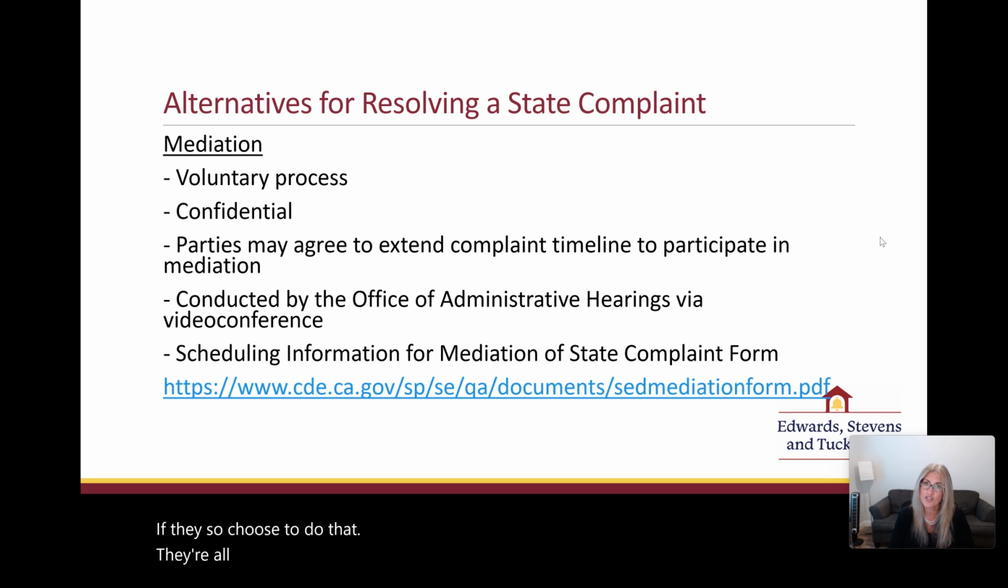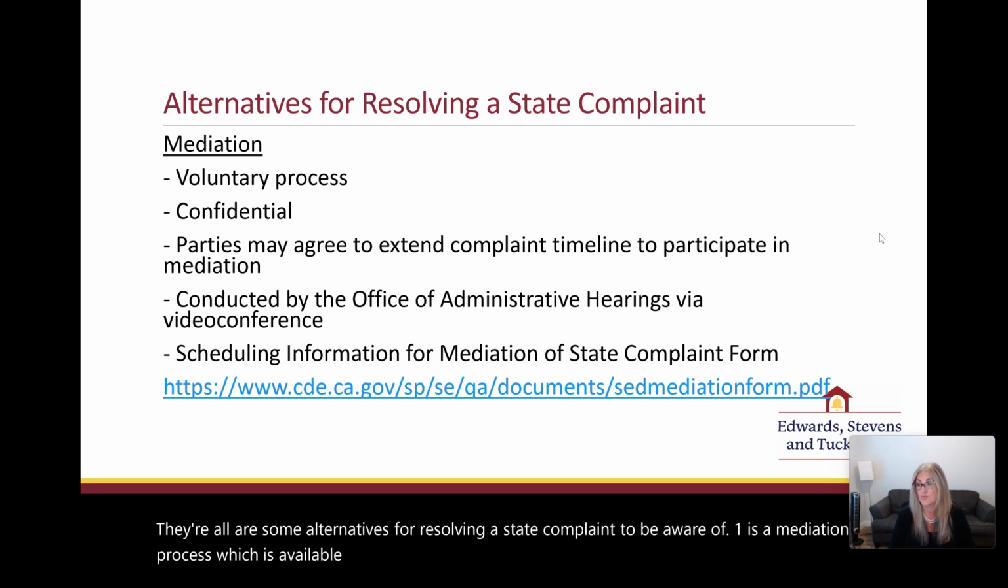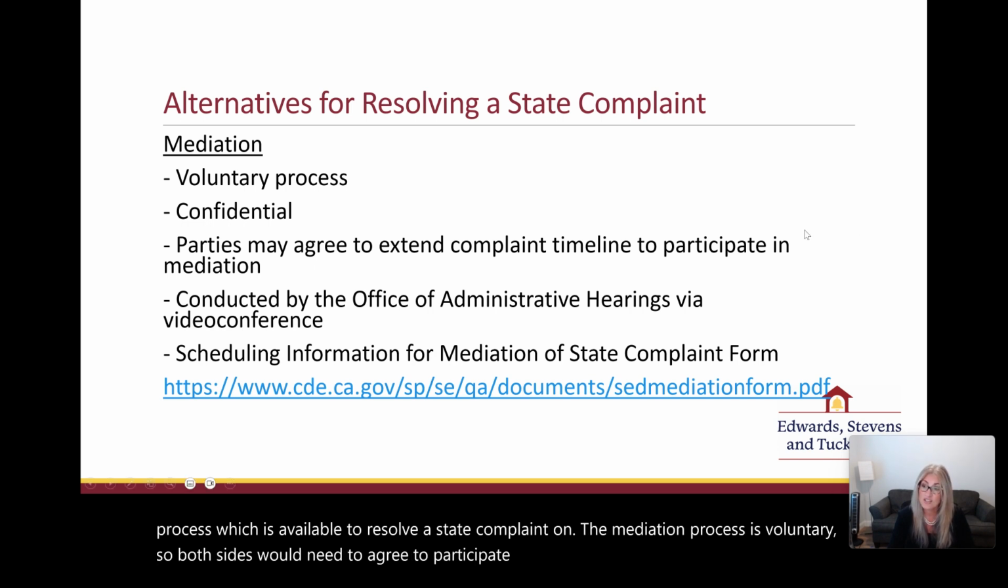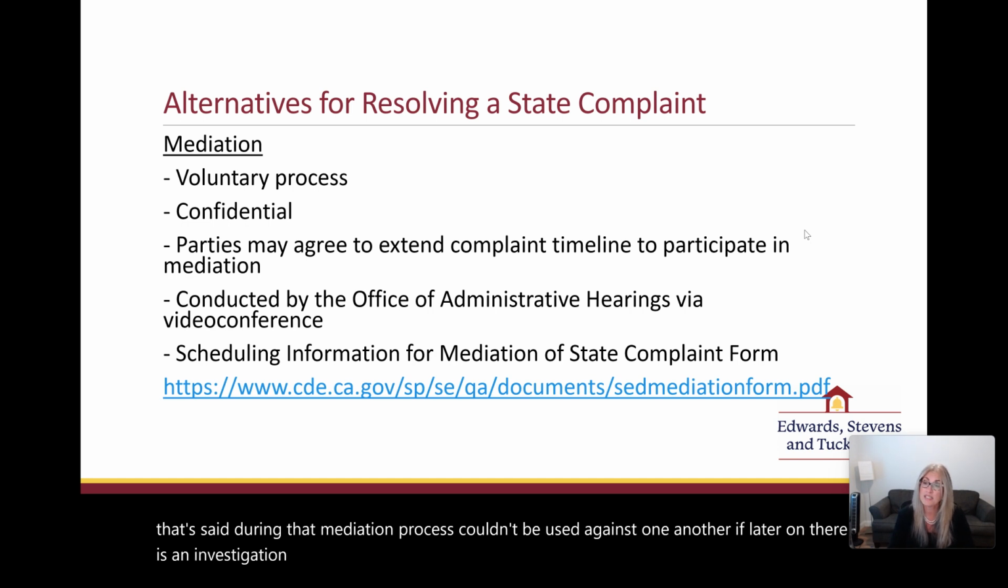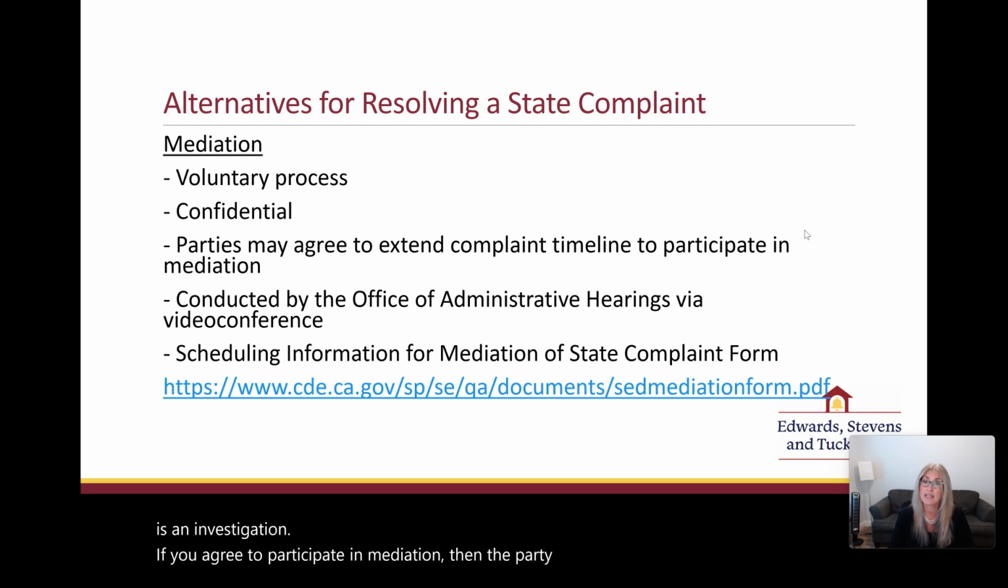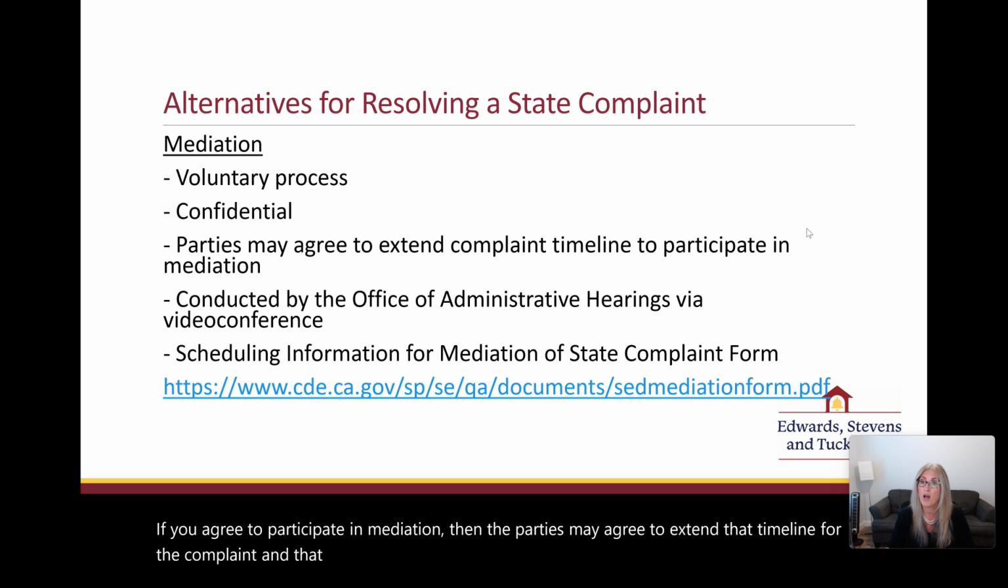There also are some alternatives for resolving a state complaint to be aware of. One is a mediation process, which is available to resolve a state complaint. The mediation process is voluntary, so both sides would need to agree to participate. It is considered confidential, so anything that's said during that mediation process couldn't be used against one another if later on there is an investigation. If you agree to participate in mediation, then the parties may agree to extend that timeline for the complaint, and that investigation would pause while the parties participate in mediation.